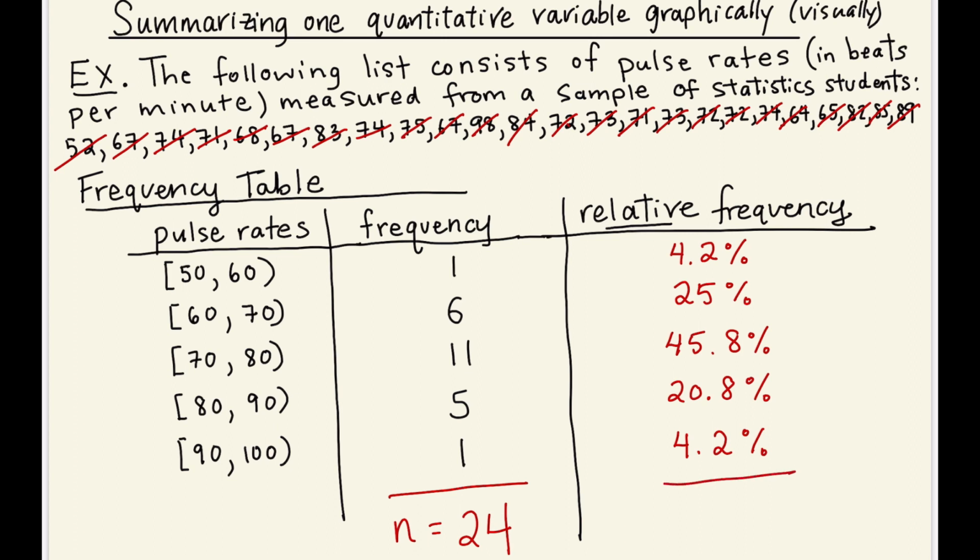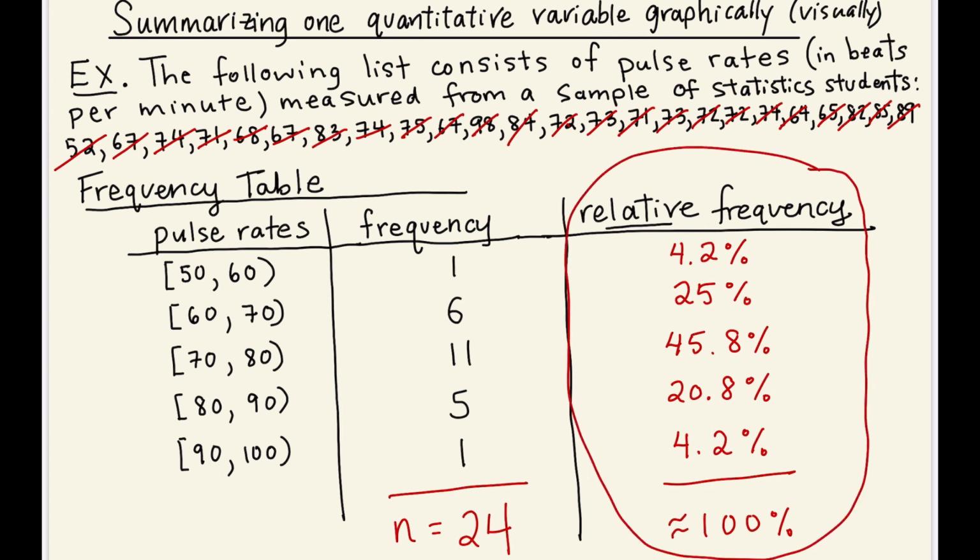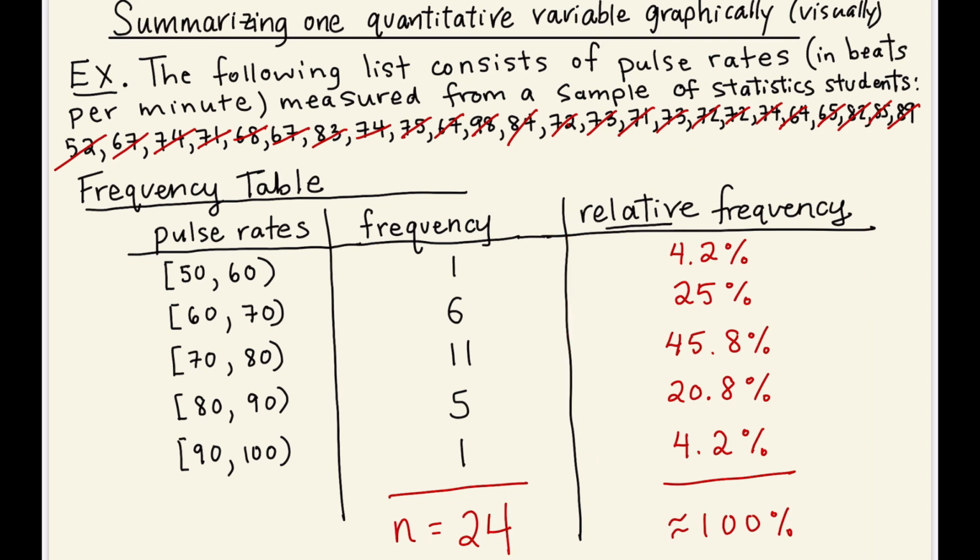Okay, and this should add up to roughly 100%. Since I did some rounding, it's probably not going to be exactly 100%. But what we have here is the relative frequency for this set of data. And for most people, it's easier to understand relative frequencies than just frequencies. For example, I know that about 46% of my data values fell into the class 70 to 80.